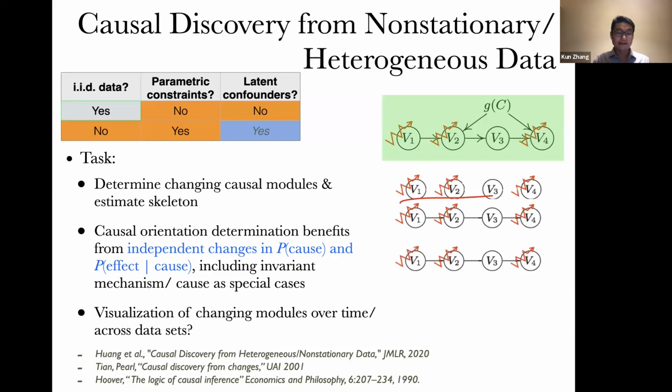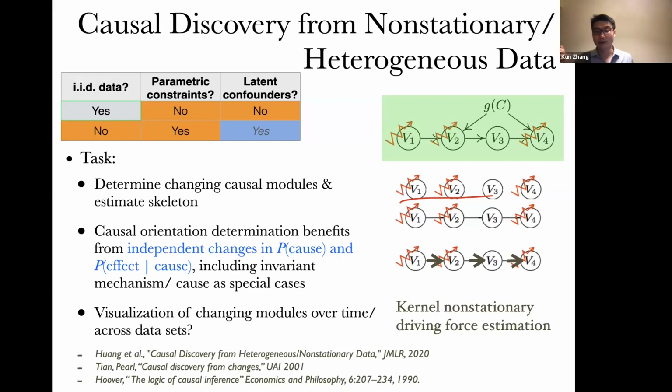So here, in addition to the classical rules to find the causal direction, we can also benefit from the properties of independent changes in the causal system. And if you want, you can also find a low-dimensional representation of the change in the causal mechanism. Why? Because you can just find a low-dimensional representation of the conditional distribution corresponding to the causal mechanism that change.